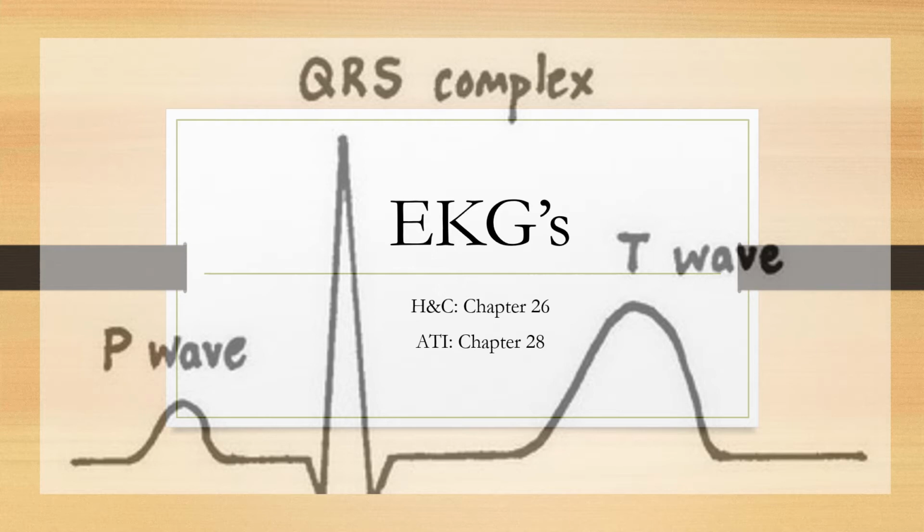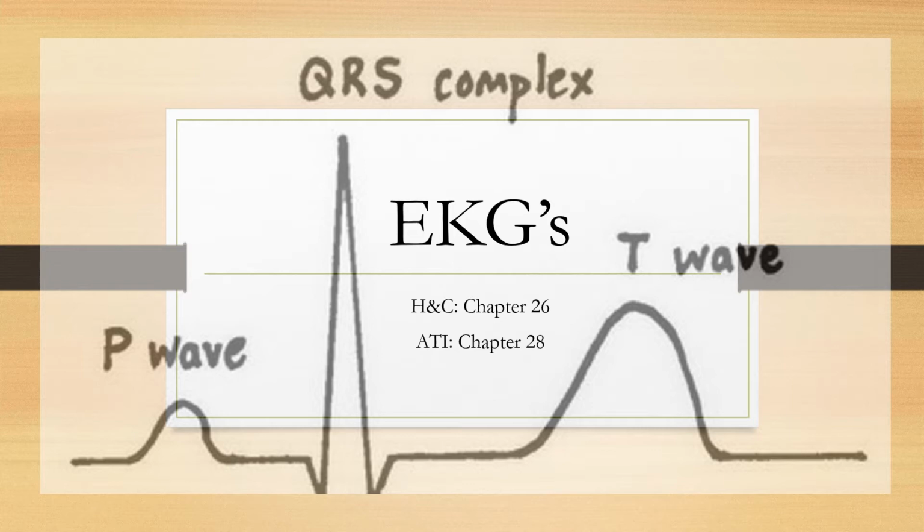The QRS complex is depolarization of the ventricle myocardium, so the ventricular myocardium, left and right ventricles together, right? And then there's a flat line again in terms of the electricity, so it goes back to what's called the isoelectric line, right back to the baseline, and we're going to call that the ST segment. We'll come back to it. And then there's a T wave, which is ventricular repolarization of the myocardium.